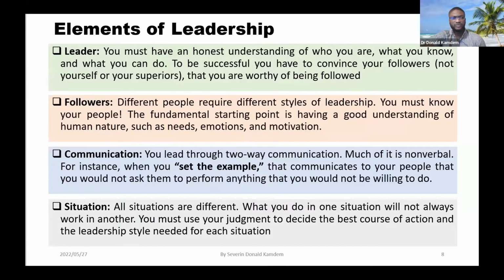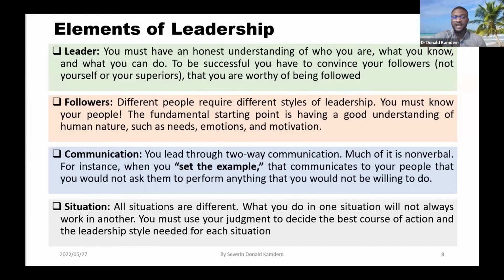And in leadership, we have 4 main components that as a leader, you should consider if you have to be successful: the leader, the follower, the communication, and the situation. So as the leader, you must have an honest understanding of who you are, what you know, and what you can do. Always remember, to be successful, you have to convince your followers, not yourself, neither your supervisor, but your followers, that you are worthy to be followed.